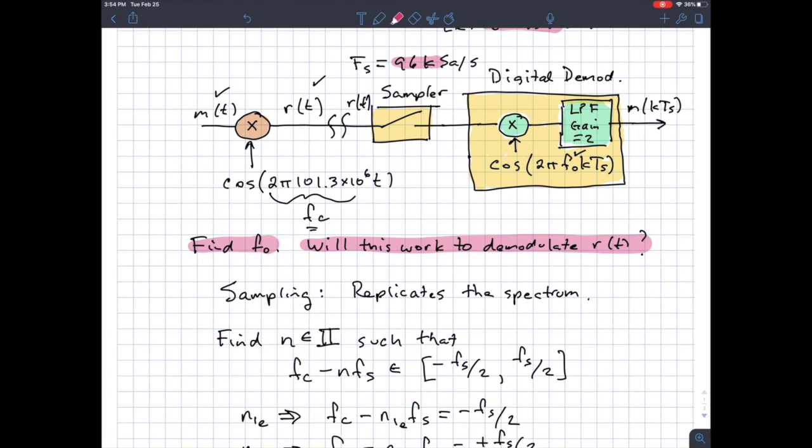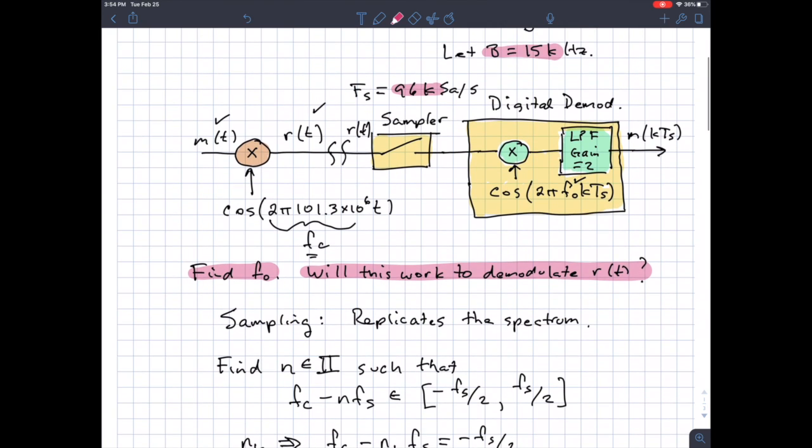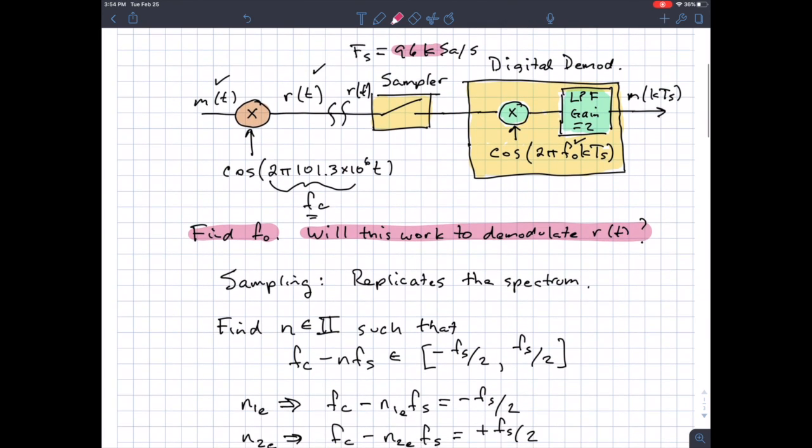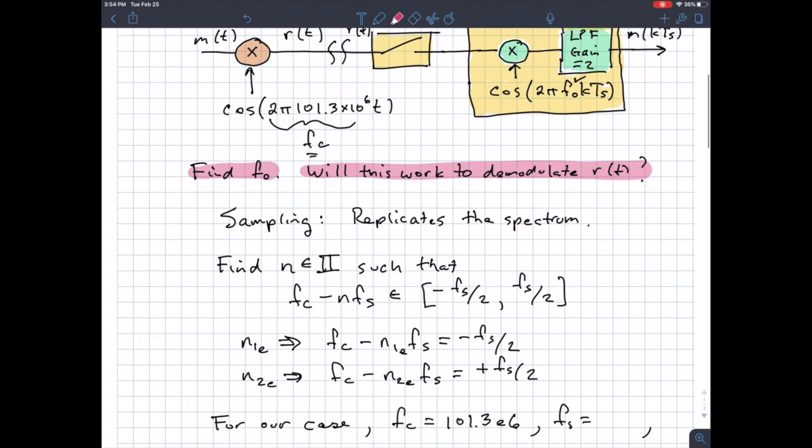When you sample, what we know is sampling replicates the spectrum. So our process would be to take the replicas. We start at FC and subtract off multiples of FS. So FC minus some integer value n times FS should eventually land in the Nyquist interval. Here's the Nyquist interval.